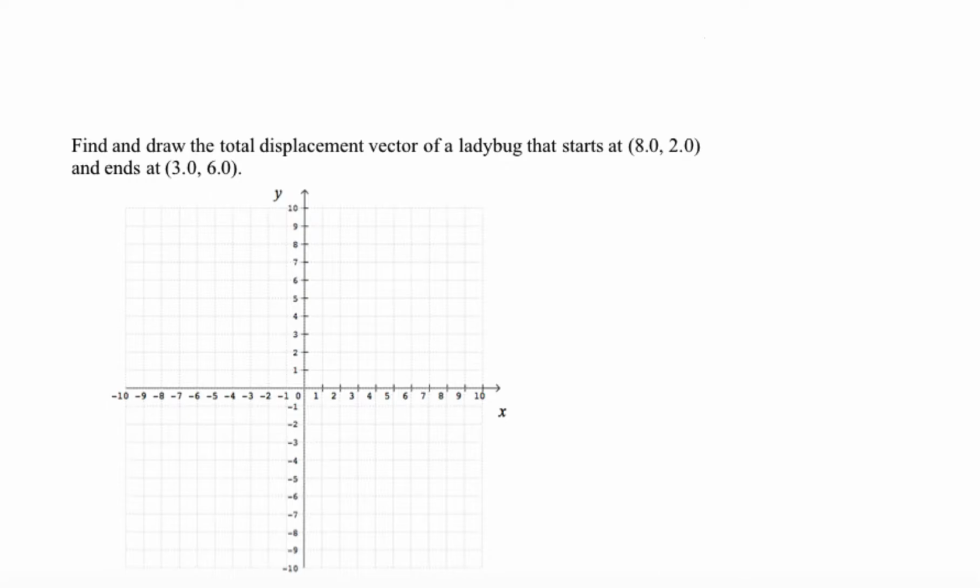First, let's find the coordinates of the starting point of the ladybug. I'll start at the origin and I want to go over 8 and then up 2. So over 8 units, up 2, and this is going to be the start of the motion.